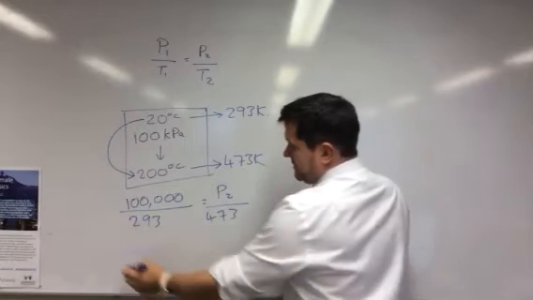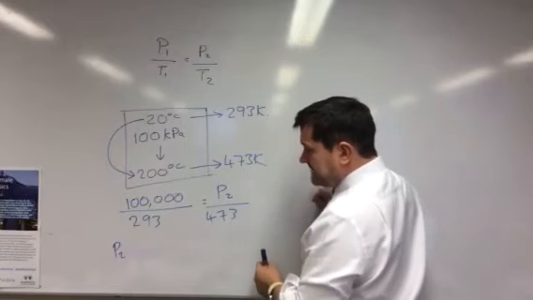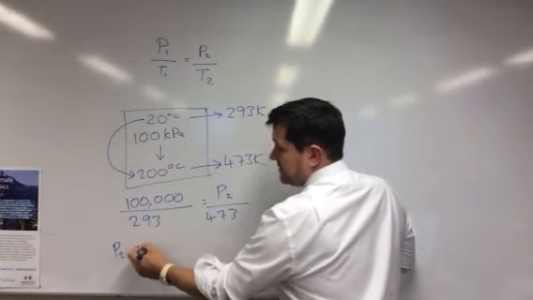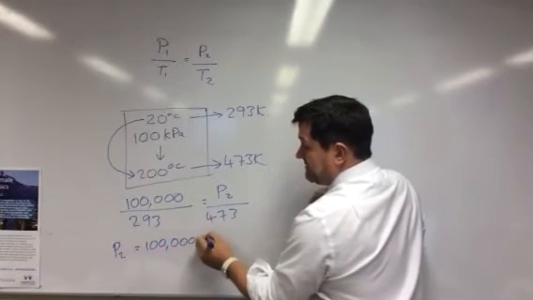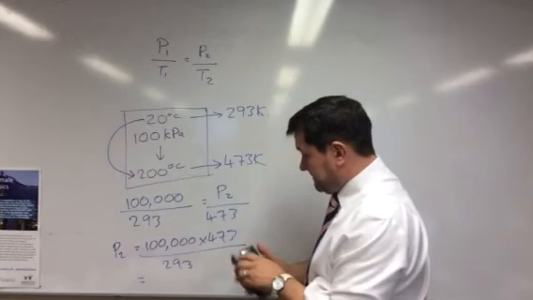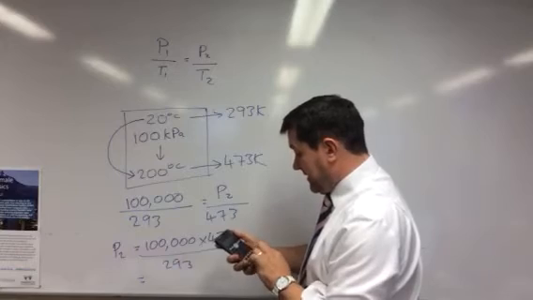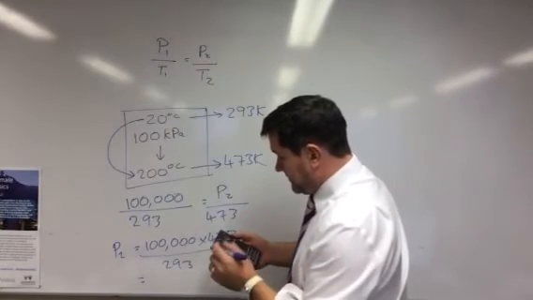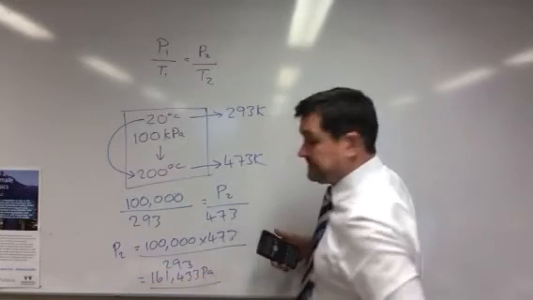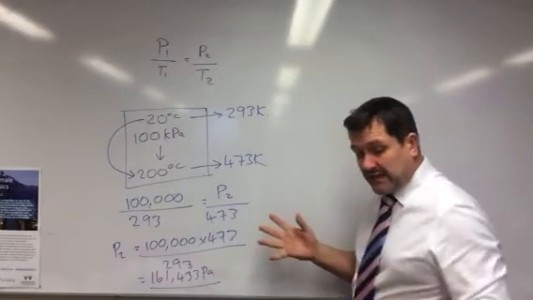473. So the pressure now at this new temperature equals, the first thing I'll do is I'll say I need to times both sides by 473. So P2 equals 100,000 times 473 divided by 293. And that equals 161,433 pascals. Okay? So we can see the new pressure is 161,000 pascals.